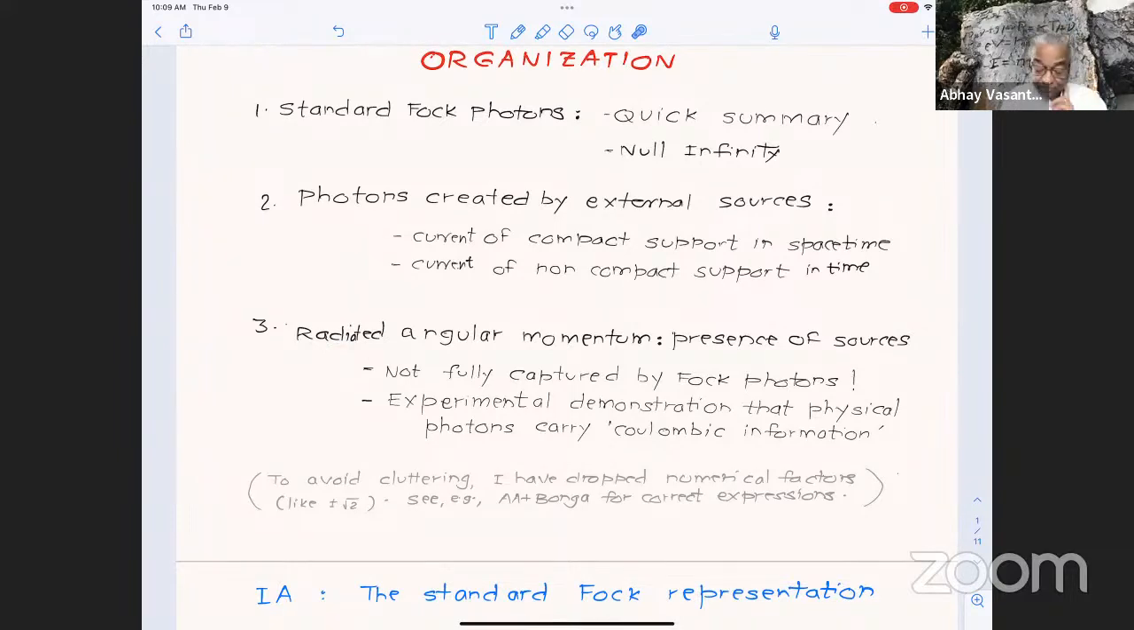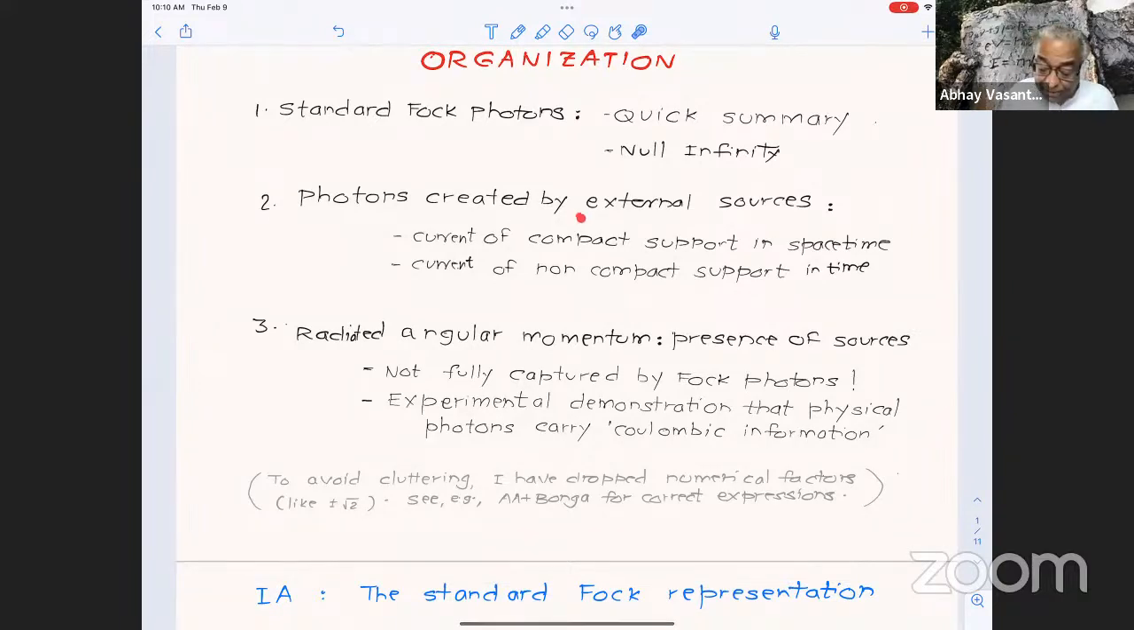And then one can have experimental demonstration that the physical photons actually do carry Coulombic information if they're emitted by these external sources. And I already said that. In the discussion period, I will also be happy to talk about going beyond this. This is a little bit restricted, but we don't have enough time.